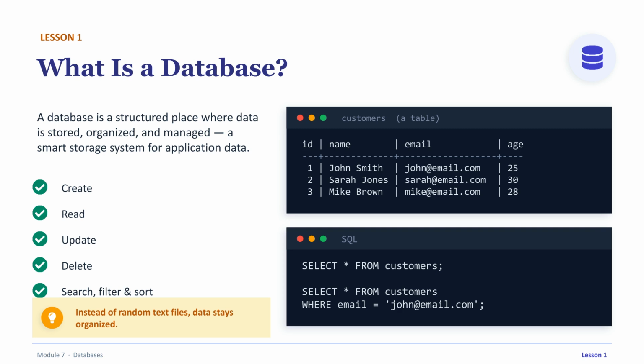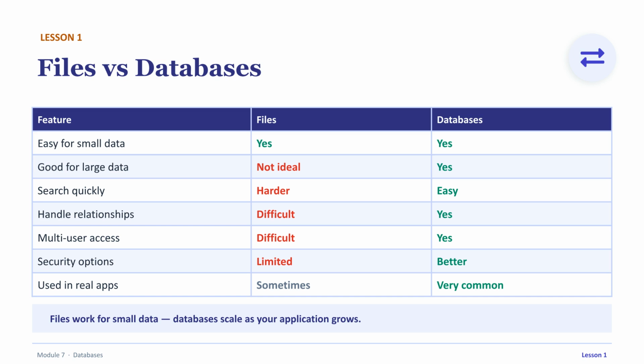Think of it as a smart, organized storage system. Instead of scattering information across random text files, everything lives in tidy tables you can search, update, and protect. This table of customers is a perfect example. So why not just use files?